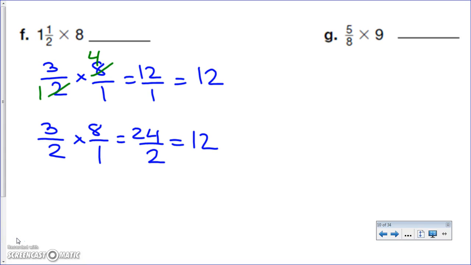For G, we have 5/8 times 9. So first thing we're going to do is put 9 over 1 to make it an improper fraction. And if we look at our cross-simplifying here, 5 and 1 can't be simplified, and 8 and 9 can't be simplified. So we're just going to have to multiply across and simplify at the end. So 5 times 9 is 45, 8 times 1 is 8.